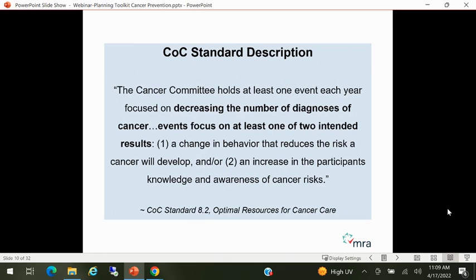Standard 8.2 for the Commission on Cancer, the Cancer Prevention Standard, says that the Cancer Committee holds at least one event each year focused on decreasing the number of diagnoses of cancer, and that the events focus on at least one or two intended results. These are a change in behavior that reduces the risk a cancer will develop, and/or an increase in the participants' knowledge and awareness of the cancer risk.